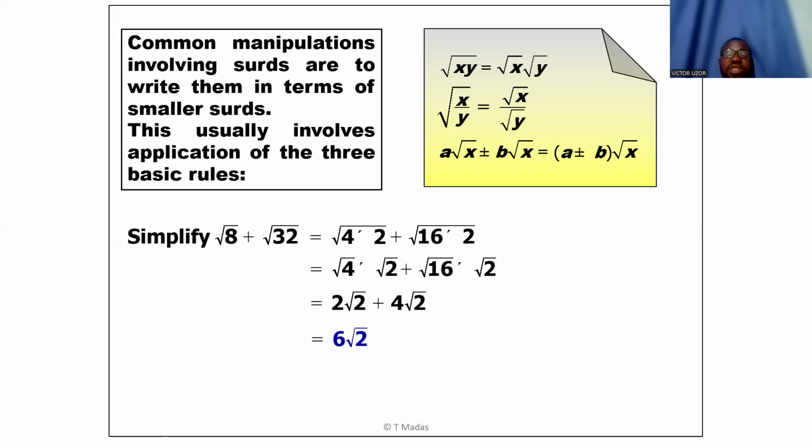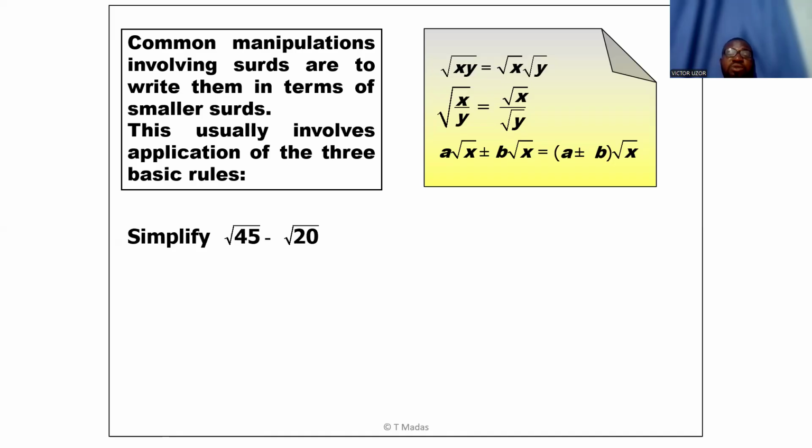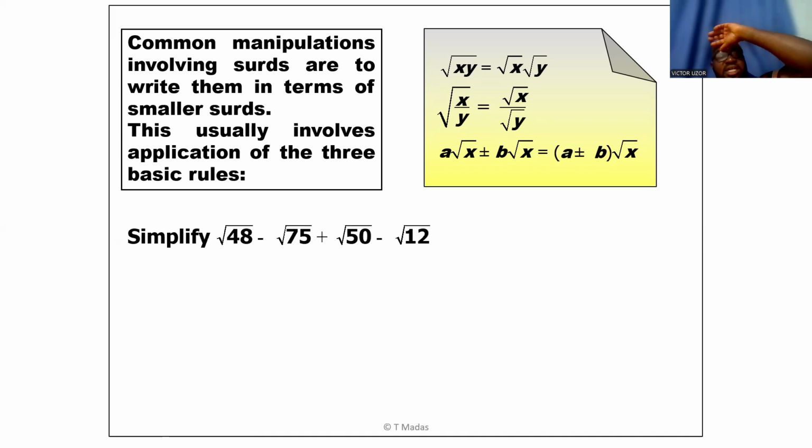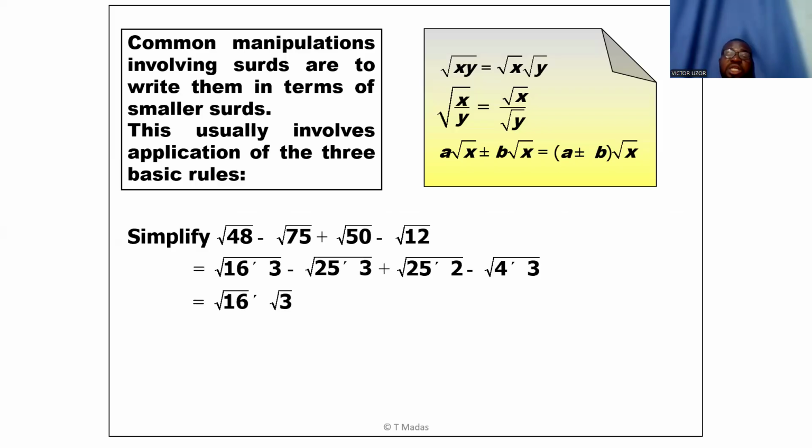Look at it. By the time I simplified it, I have 2 root 2 and 4 root 2. Now I can add them, it becomes 6 root 2. Look at this one too. I can simplify it to be root 5. I can have 4 times 5 and 9 times 5. I will now have 3 root 5 and 2 root 5. Then I can add the same way. Remember, you cannot add if they don't have the same thing inside the square root, but you can simplify or reduce them, make them have the same root, then you can add them together.